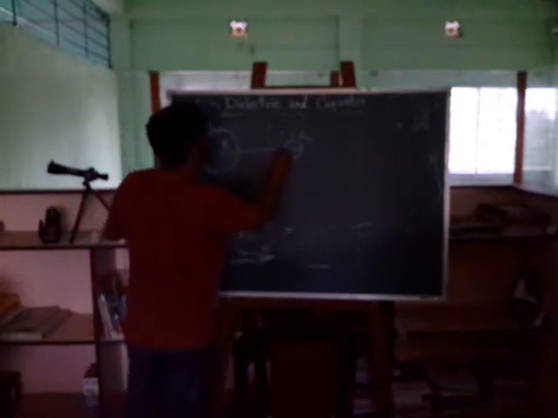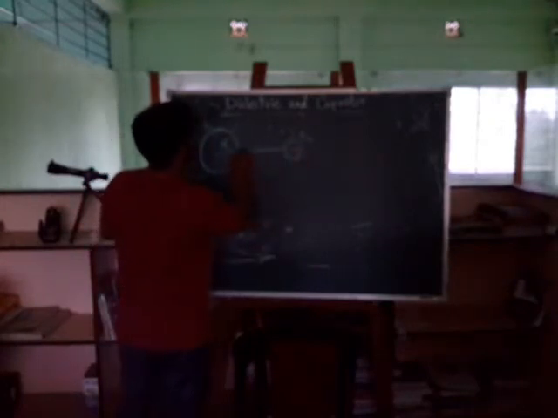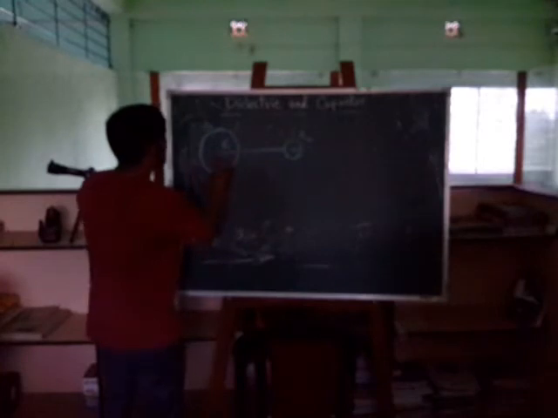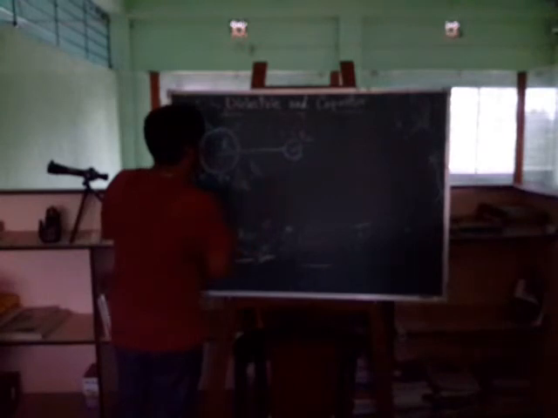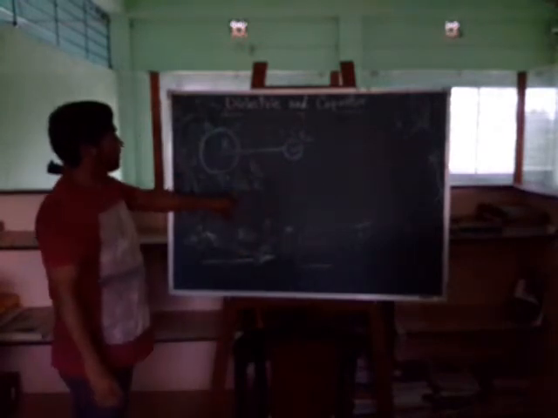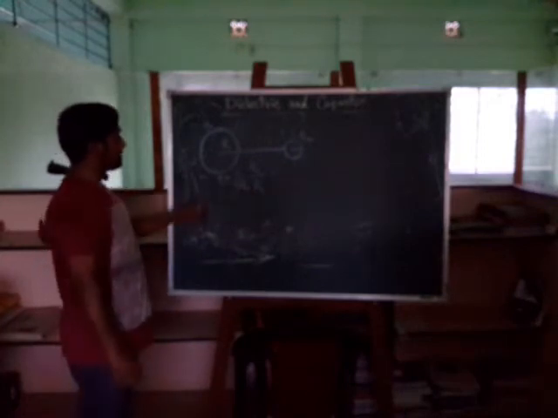But this is an equipotential surface. Ultimately, the potential here will be the same. So what is the potential on this surface, V1? We know it is 1 by 4 pi epsilon naught, and that is Q1 by R. So 1 by 4 pi epsilon naught Q1 by R is the potential here.